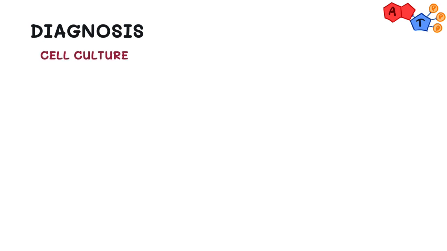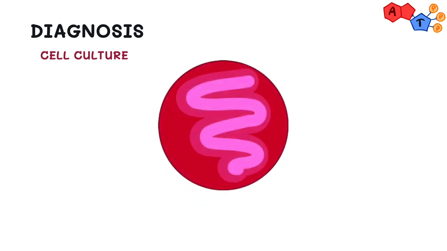Now, how can we diagnose Klebsiella? The answer is so simple. It's via culturing. We've mentioned earlier that Klebsiella is a lactose fermenting bacterium, so it produces pink colonies on differential agars such as MacConkey's or EMB agar.